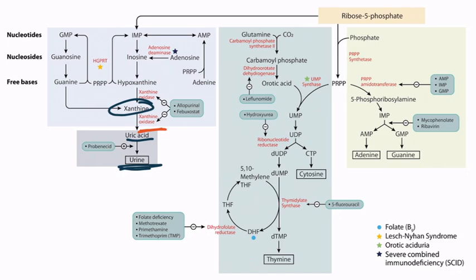Recall that gout is caused by uric acid accumulation in the joints, so it makes sense that anything that increases the metabolism of purines would increase the likelihood of developing gout. For example, meat contains a lot of purines, so patients who consume large quantities of meat can develop gout. Also notice from the figure that gout drugs such as allopurinol and febuxostat work by inhibiting xanthine oxidase. This makes sense. If xanthine oxidase is inhibited, then less uric acid is produced, which decreases the risk of developing gout. Okay, with this in mind, let's discuss Lesch-Nyhan syndrome.